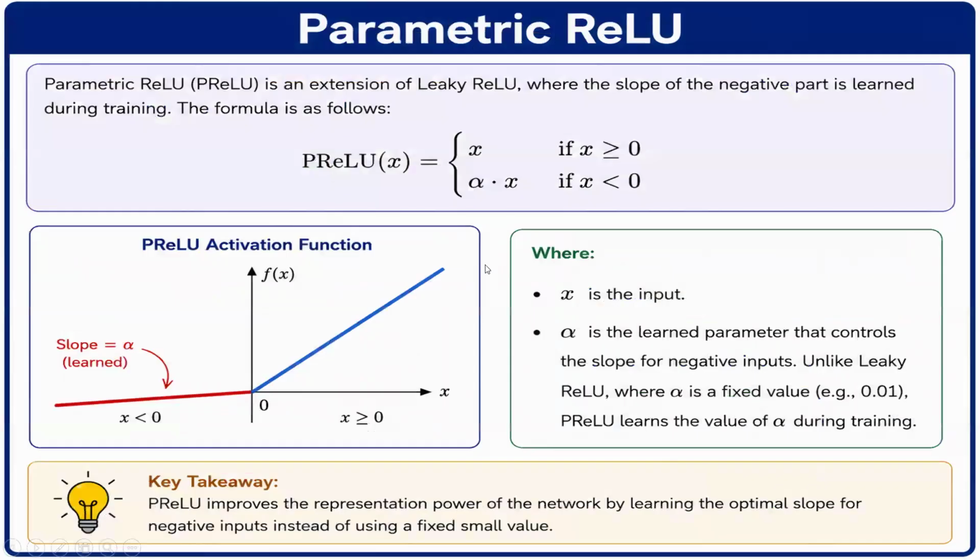Next is parametric ReLU. In leaky ReLU, the value of alpha is fixed, but in parametric ReLU, alpha is a learning parameter that controls the slope of negative input. So alpha is a learning parameter here, whereas in leaky ReLU alpha is fixed. That is the difference between leaky ReLU and parametric ReLU. You can see the slope here if the value is less than 0 in parametric ReLU.